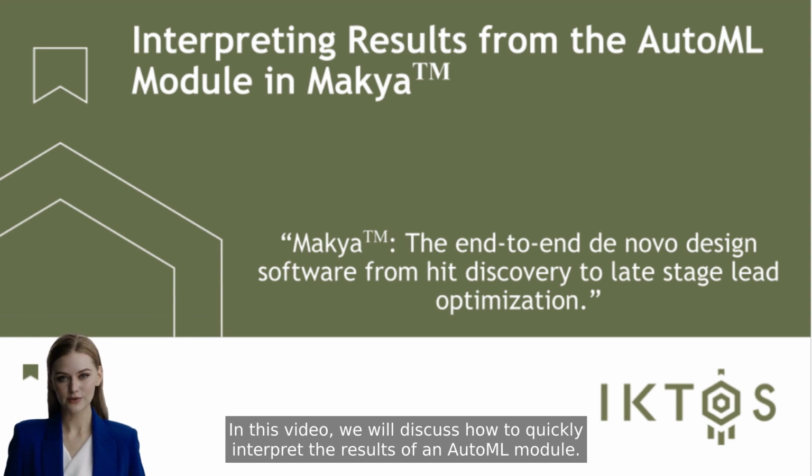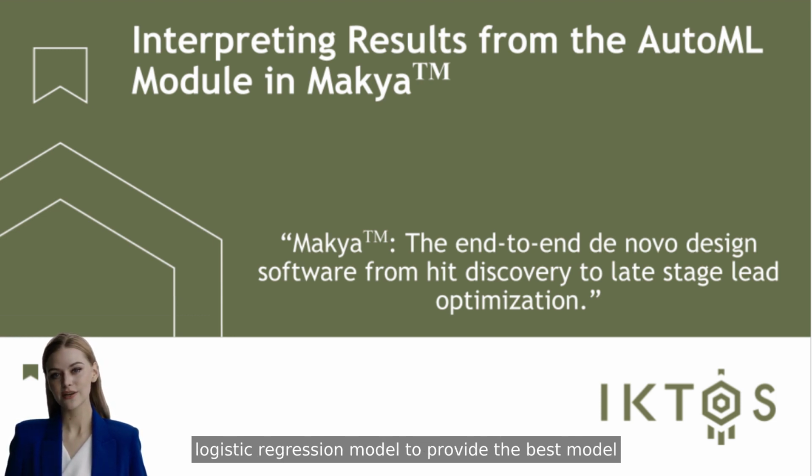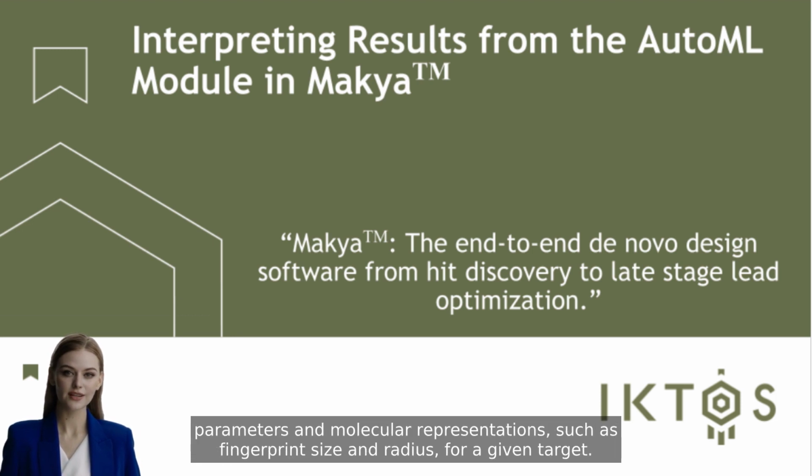In this video, we will discuss how to quickly interpret the results of an AutoML module. In Makya, the proprietary auto machine learning module, known as the AutoML, utilizes a continuous logistic regression model to provide the best model parameters and molecular representations, such as fingerprint size and radius, for a given target.